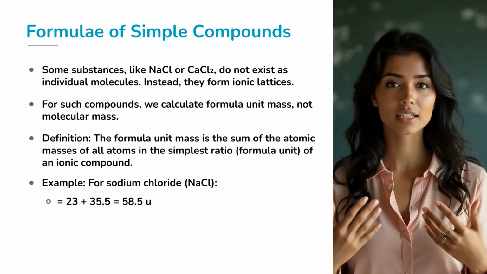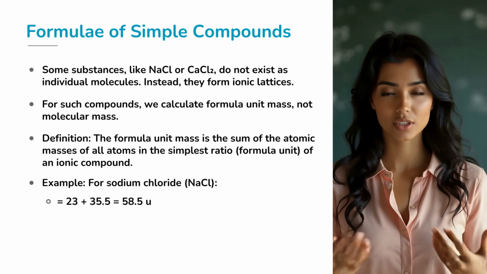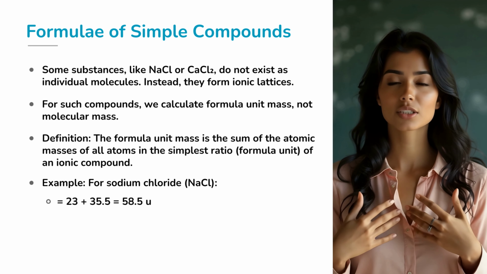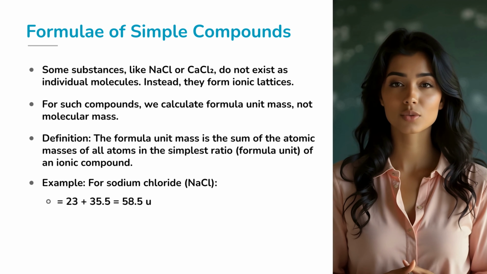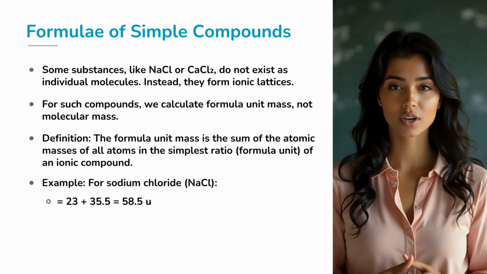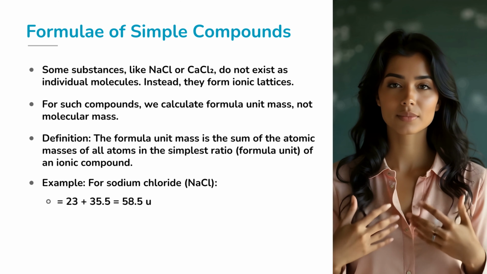For NaCl, sodium has mass 23 and chlorine has 35.5. So formula unit mass equals 23 plus 35.5, which is 58.5 U. This gives us a representative mass of the repeating unit in the lattice structure.